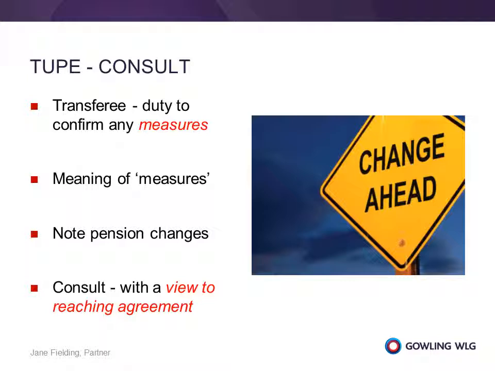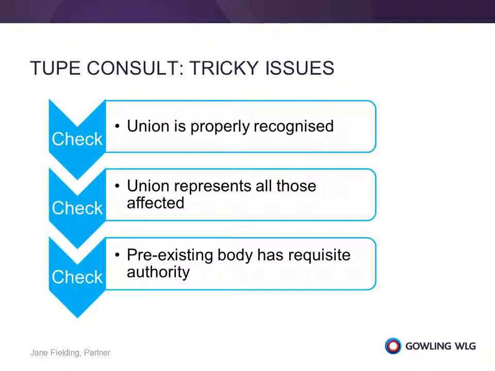So there are a number of tricky issues on TUPE consultation which can trip people up. So before you start, when you're planning, if you've got a union, check it's properly recognised. Does it represent everybody affected? If you are going to consult with a pre-existing body, then check that they have the right authority and all the people on that body have got terms of office that haven't expired, for example, which could trip you up.